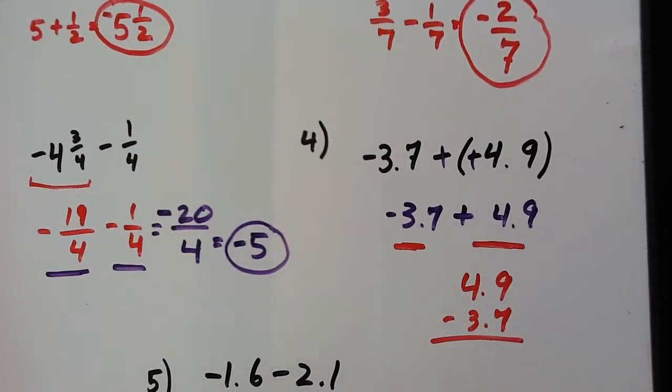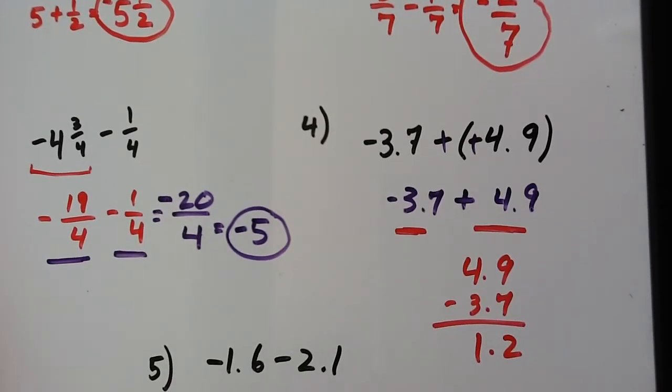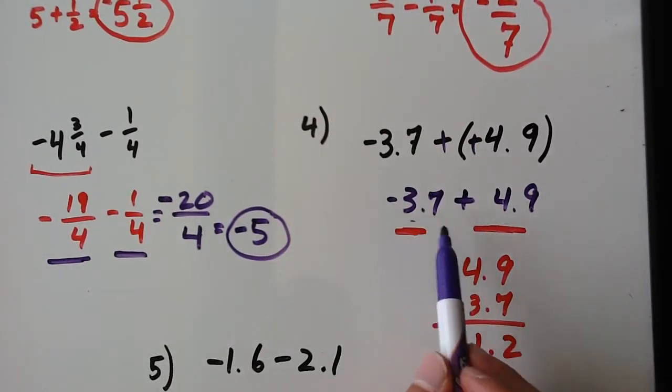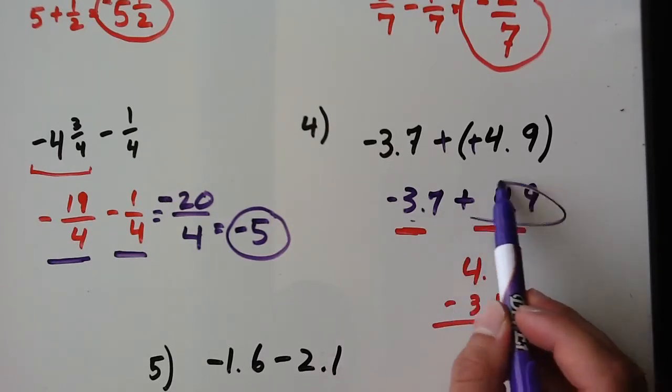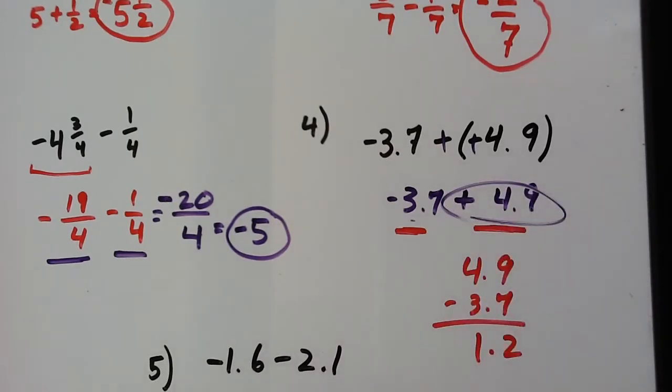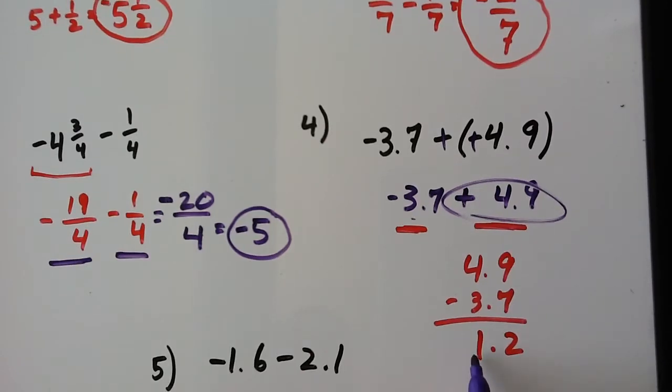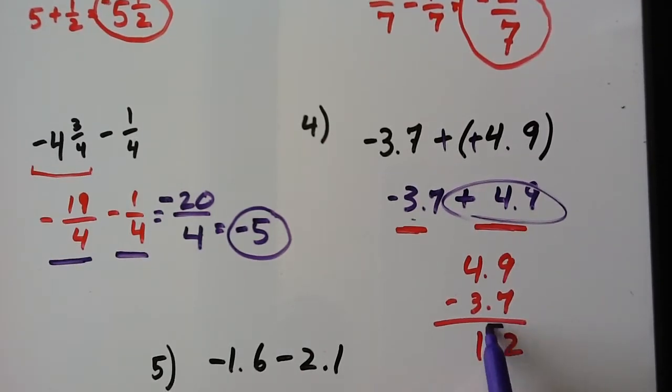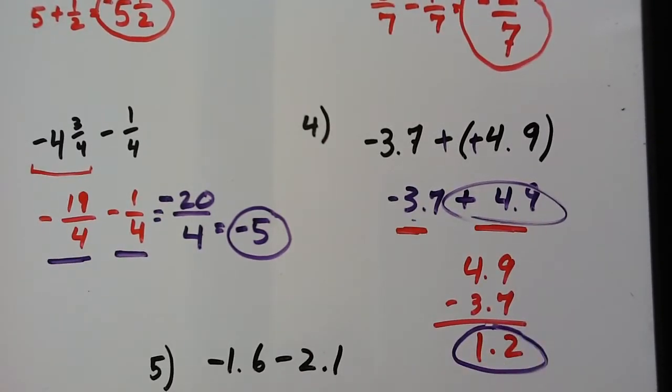Notice how I line the decimals up. Subtract, bring the decimal straight down to your answer. 4.9 minus 3.7 is 1.2. Now after I subtract, I need to keep the big guy. Which one's the big guy? 3.7 or 4.9? 4.9 is the big guy, right? And his sign is positive, so my answer will be positive. So positive 1.2, 1 2/10.